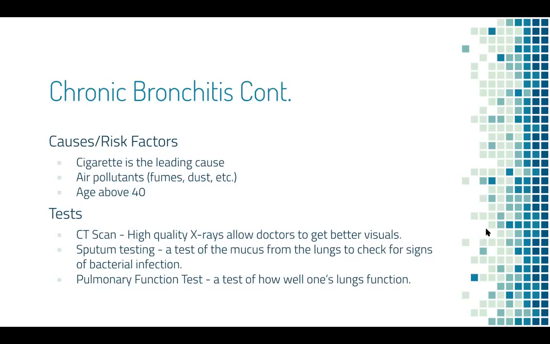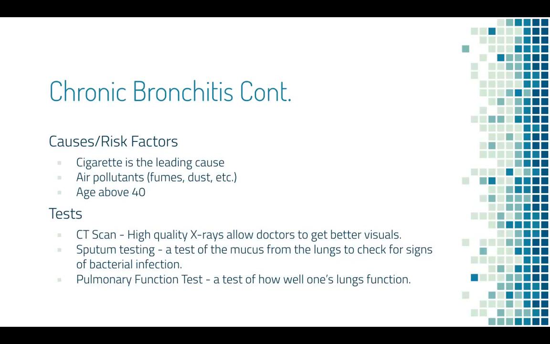So the risk factors: the leading cause and risk factor of chronic bronchitis is smoking. I think that's pretty obvious because there have been so many studies showing how smoking can be harmful to the respiratory system. Other possible risk factors are air pollutants. So it can be fumes, dust, secondhand smoke, basically if you live in an area with a high amount of pollution. And also being above 40, since this is a disease that typically affects older people.